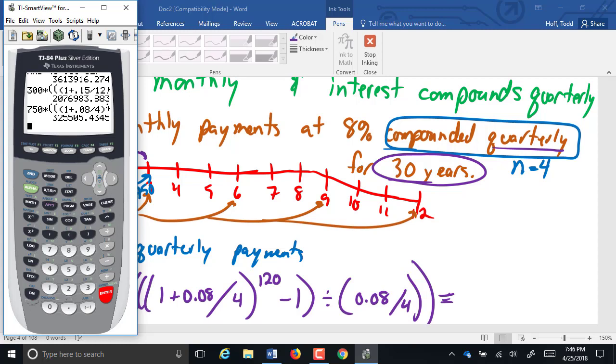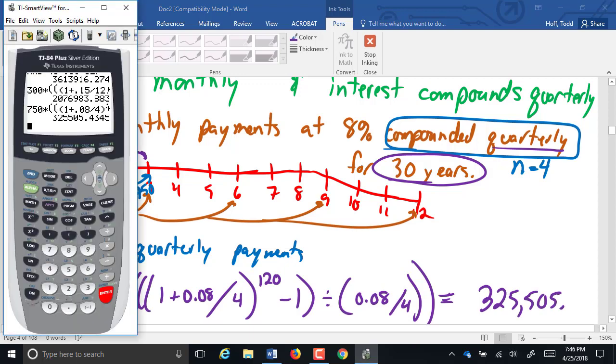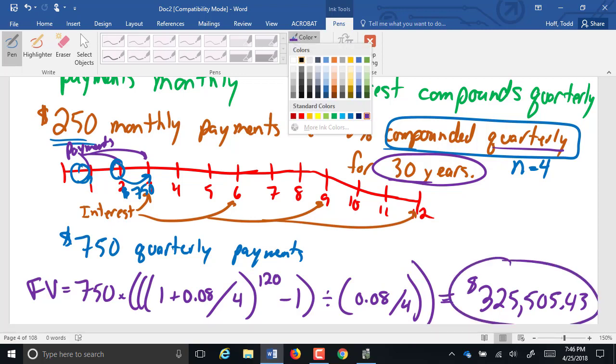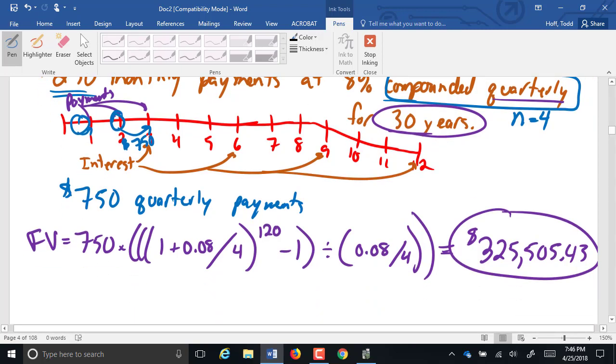Just rattle it out? I know. 325,505.43. I'll hold on and give you a chance to recalculate. Oh, you did 250? So just take the number you got, multiply it by 3. Did you have 108,000? No. Okay, so you might want to try again.